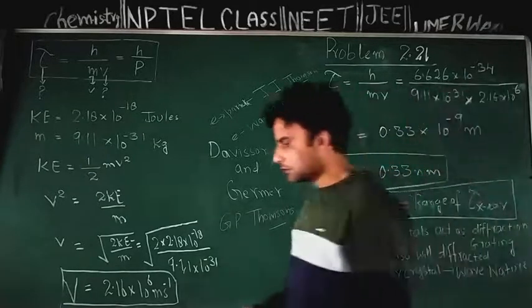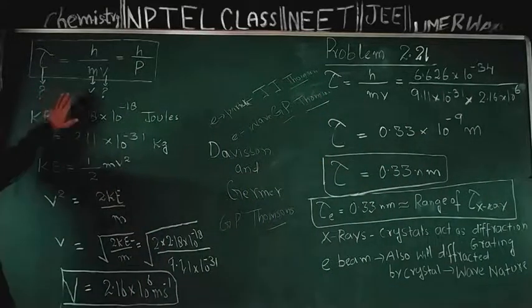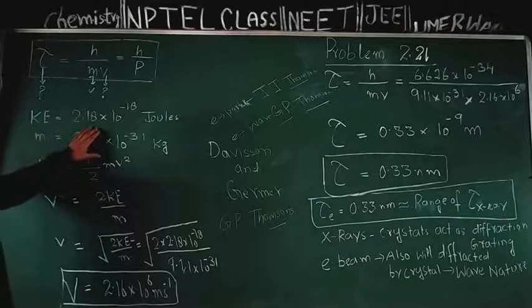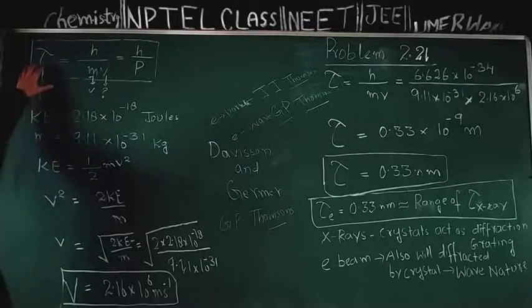Class 11th students, let me recall the problem. In the problem, mass of electron was given, kinetic energy of electron was given. We had to determine the wavelength of electron. After reading the problem, we got to know that problem is based on concept of dual character of matter, dual character of electron as particle as well as wave.